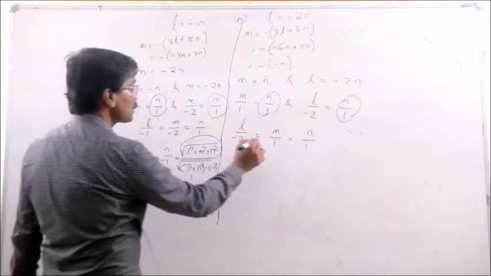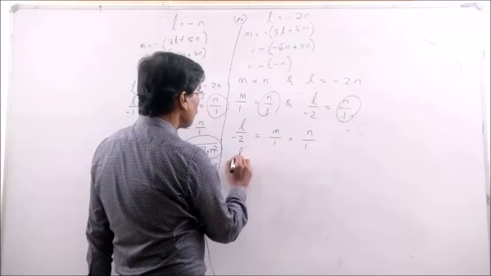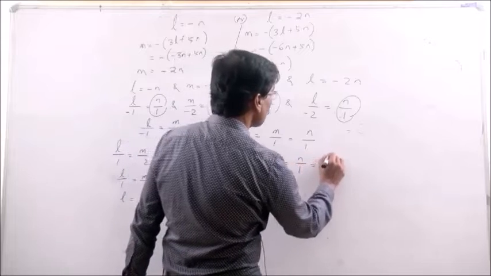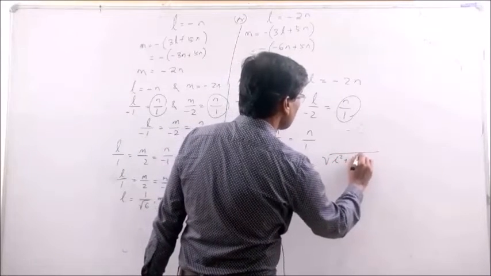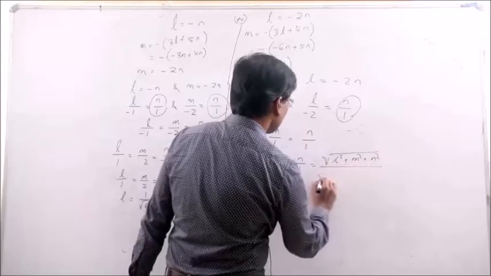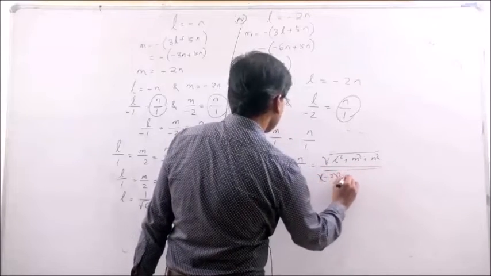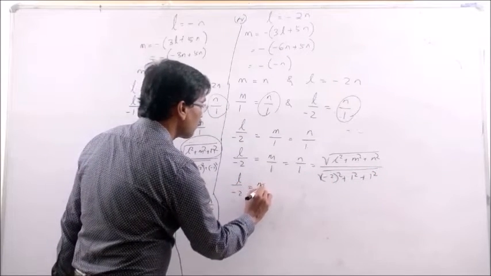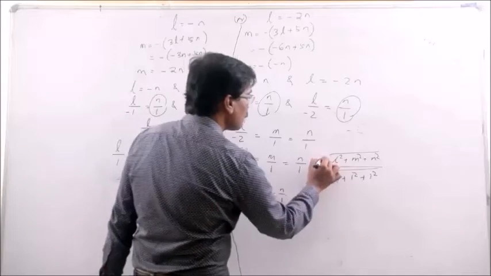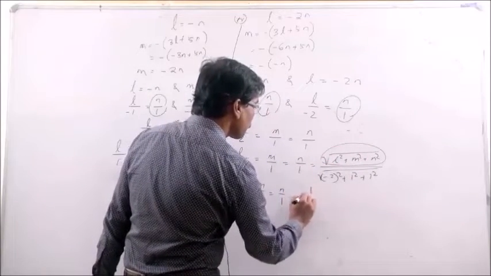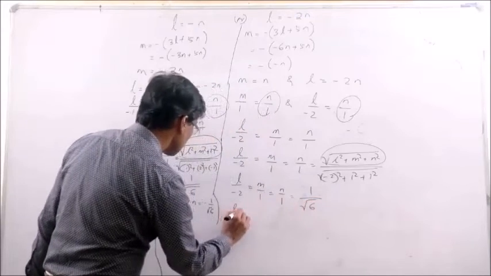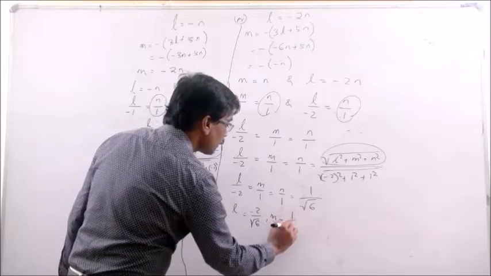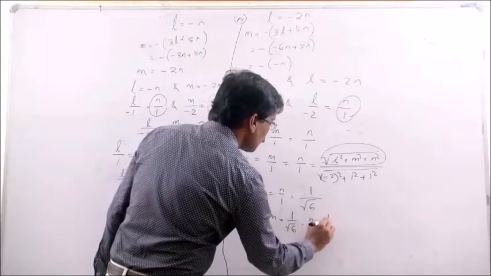So similarly here also l by minus 2 is equal to m by 1 is equal to n by 1 is equal to root over of l square plus m square plus n square, root over of minus 2 square plus 1 square plus 1 square, that is l by minus 2, m by 1, n by 1, l square plus m square plus n square is equal to 1 by root 6. So l is equal to minus 2 by root 6, m is equal to 1 by root 6, n is equal to 1 by root 6.